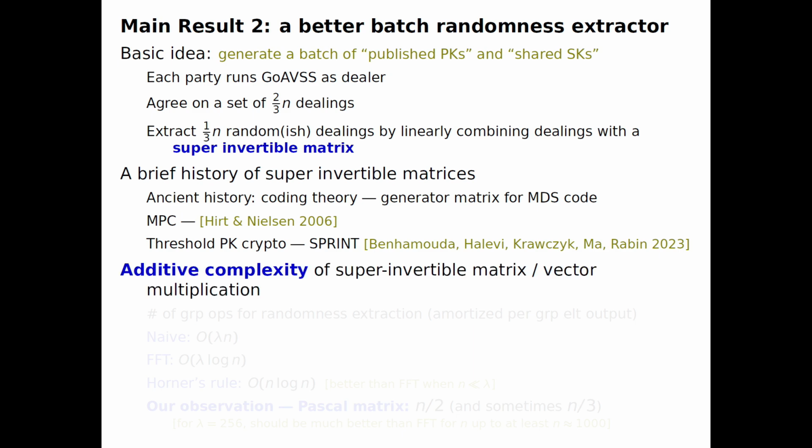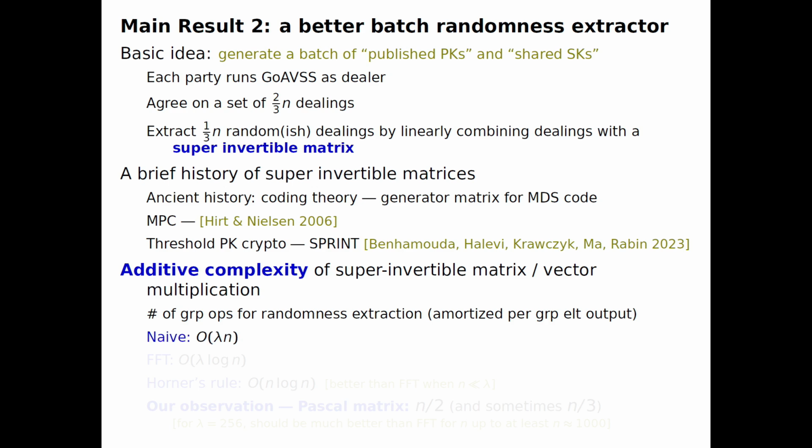In this setting, when we're multiplying a scalar matrix by a vector of group elements, what's interesting is the additive complexity of these matrices, because the group operations are expensive, right? The group additions are expensive. So we can look at the number of group operations for randomness extraction, and I'll amortize per group element output. If you think of it as a matrix times a vector, I'm getting as output a number of group elements. So basically, how much time in an amortized sense does it cost me to produce one of these outputs?